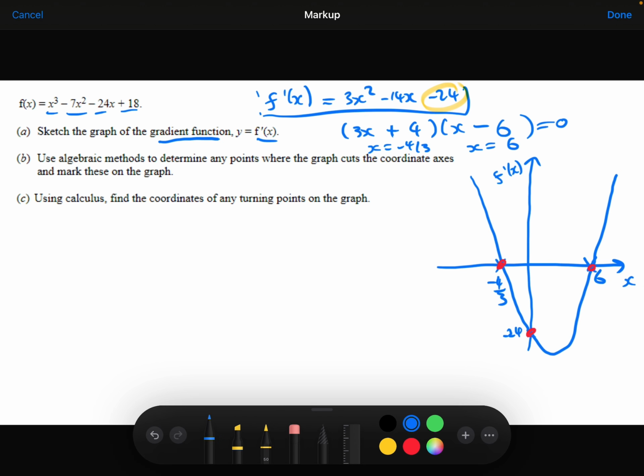So there is a turning point here. It wants me to use calculus to do this, not completing the square, so I need to use calculus to do this. So when does this graph have a minimum? So we're going to differentiate this.